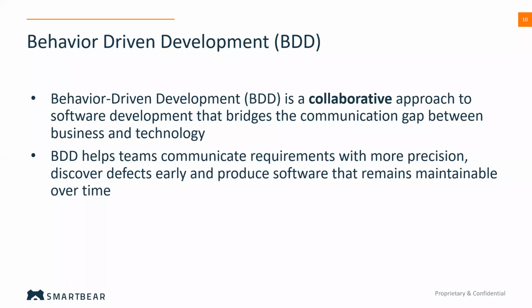And what that finally does is it helps teams communicate requirements with more precision. Right? If you're talking to each other, there are questions, there are answers, there are arguments, and these are a good thing. And it's good that this happens even before a single line of code is written. So this methodology also helps you discover defects early and eventually produce software that remains maintainable over time. And the important aspect is you are actually delivering what the customer is really looking for.